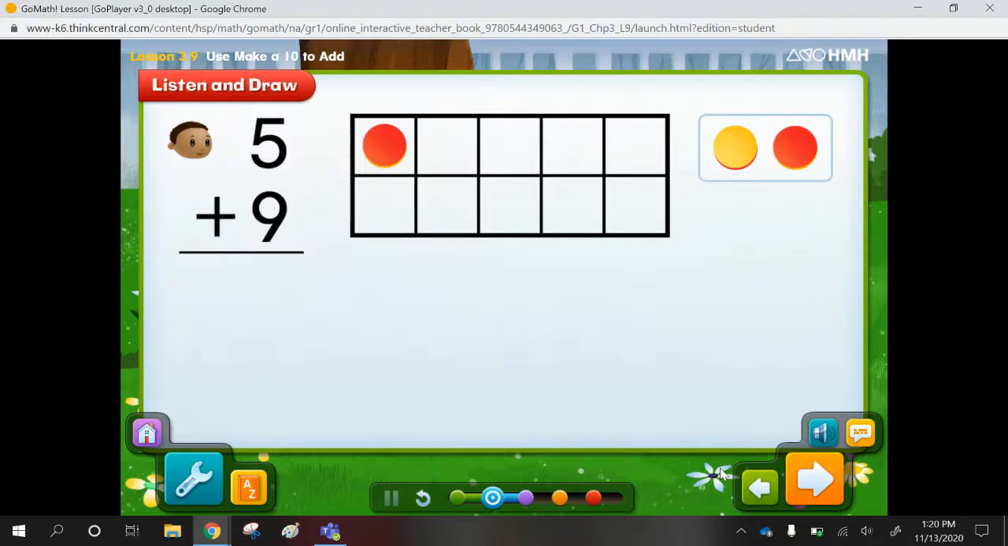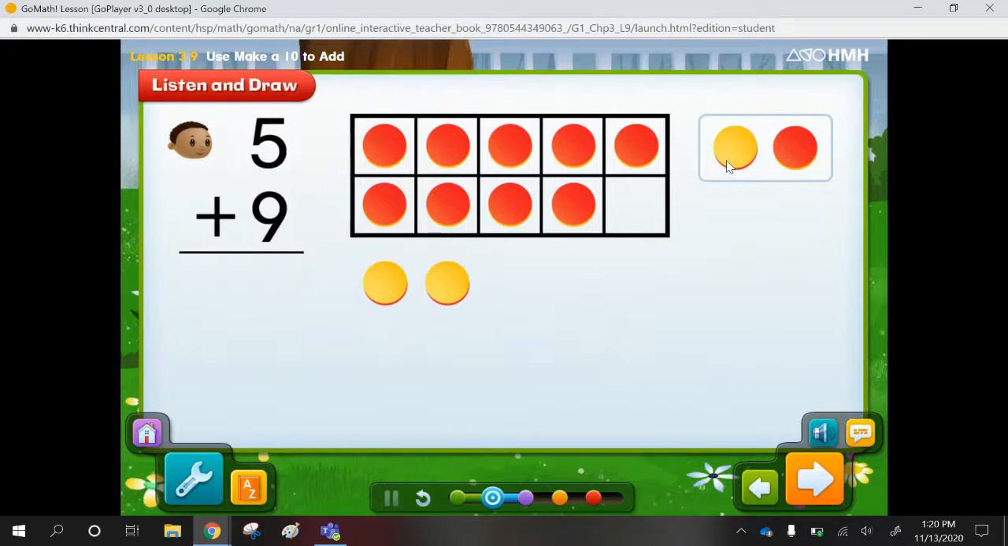1, 2, 3, 4, 5, 6, 7, 8, 9. The other add-in is 5. We can use yellow counters below the 10 frame to show 5. 1, 2, 3, 4, 5.